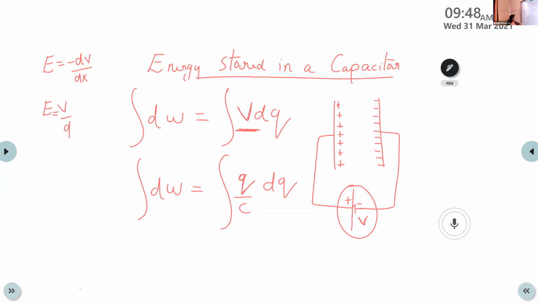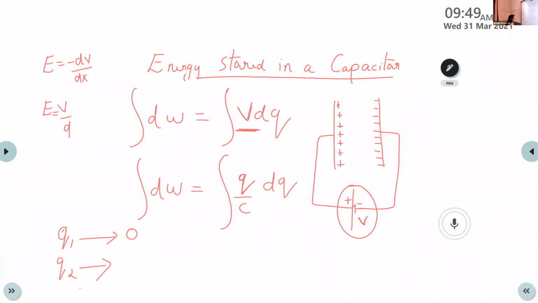Suppose we call the charges Q1 and Q2. Q1 is the initial charge. What is the charge of the capacitor initially? Initially, there is no charge on the capacitor. That is, Q1 tends to 0.